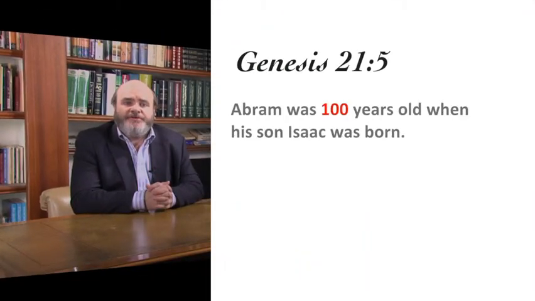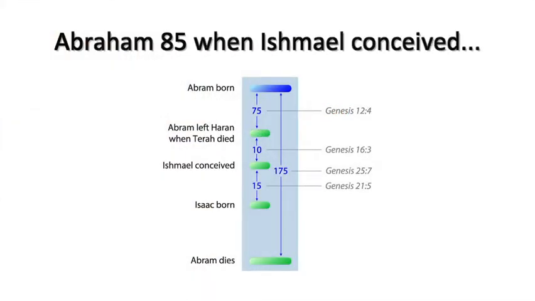Genesis 21 verse 5 says that Abraham was 100 years old when his son Isaac was born. Now Abraham sinned through unbelief and conceived Ishmael when he was 85. Isaac was born when Abraham was 100. Therefore Isaac was born 15 years after Abraham sinned. That's 100 minus 85, which is 15 years. And so this accounts for the 15 unreckoned years.